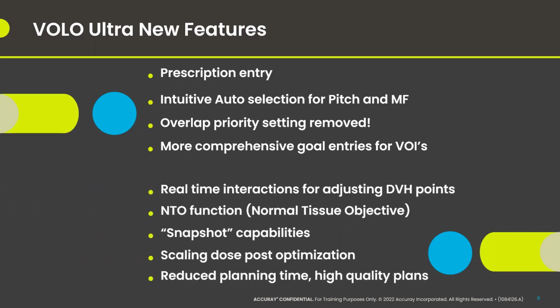Now, this next one has been a highly requested feature, and I was really excited to see that this option was added to the new planning platform. So adjusting your DVHs will now include real-time interaction capabilities. And NTO, we've also added a normal tissue objective. This addition will add value in reducing dose in normal tissue outside of the target. Snapshot capabilities. This feature is going to give you more opportunities to look at multiple what-if planning scenarios, allowing you to seamlessly move forward with the desired results that you've created.